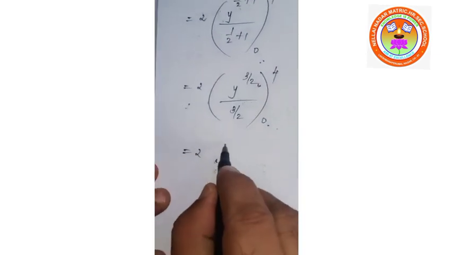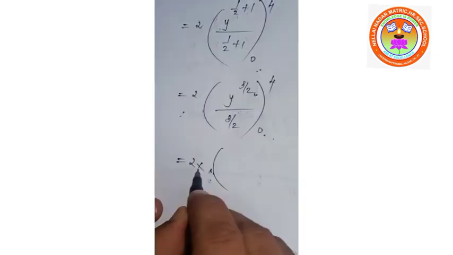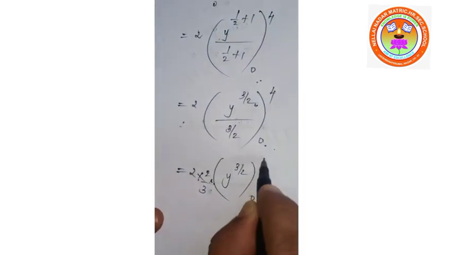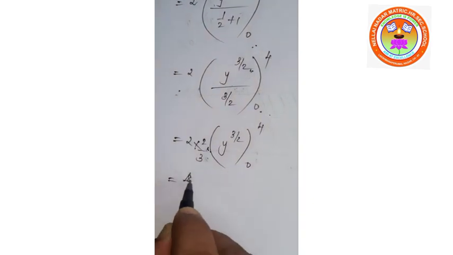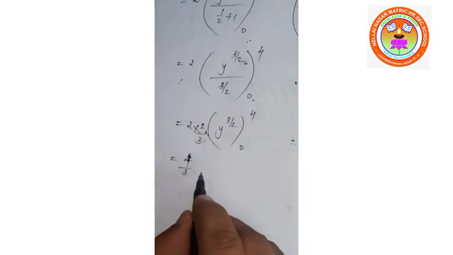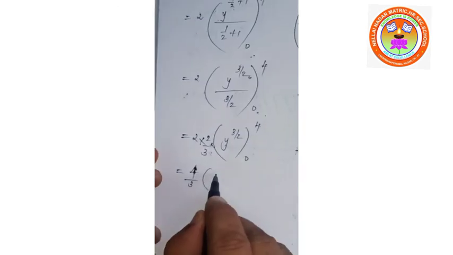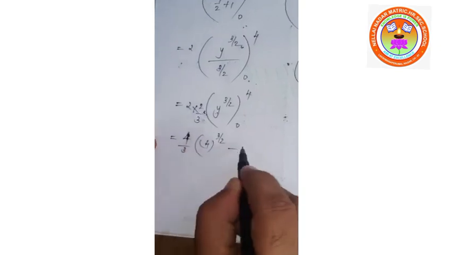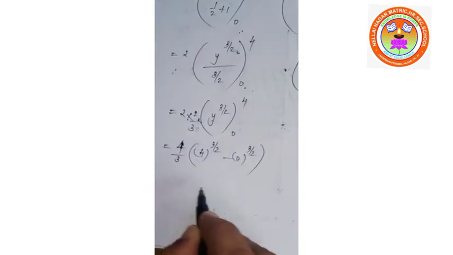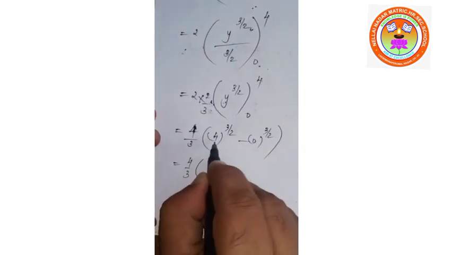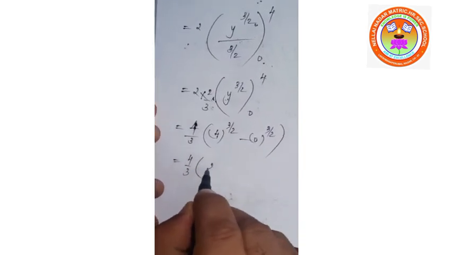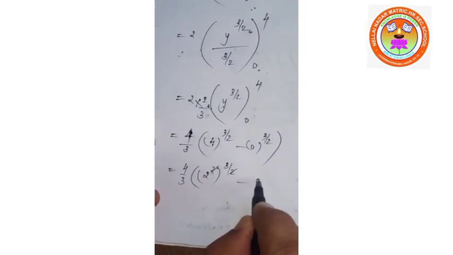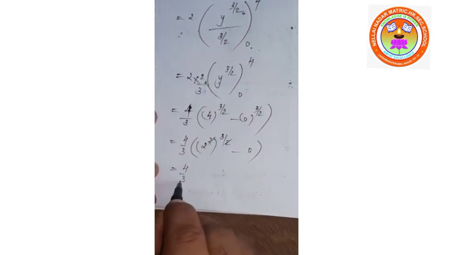2 into, division becomes multiplication, 3 by 2 reciprocal, 2 by 3. We have only y power 3 by 2, limit 0 to 4. 2 2s are 4 divided by 3. y can be replaced by the upper limit 4 power 3 by 2 minus the lower limit. What is the lower limit? 0. 0 power 3 by 2 equals 0. That 4 itself can be written as 2 squared, power 3 by 2. The 2 gets cancelled. 0 power anything is always 0. 4 by 3 into 2 cube.